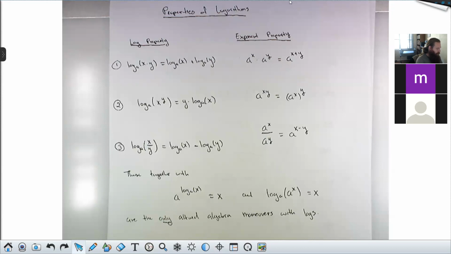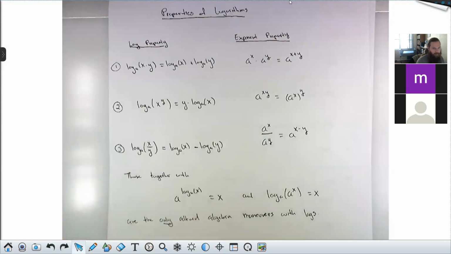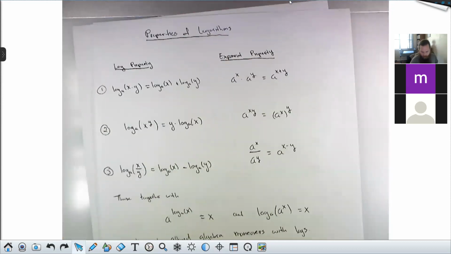And there are a lot of ways to misinterpret these things. So please make sure when you're using a property of logarithms, when you're trying to change a logarithm statement into something else, make sure it looks exactly like this. One more.